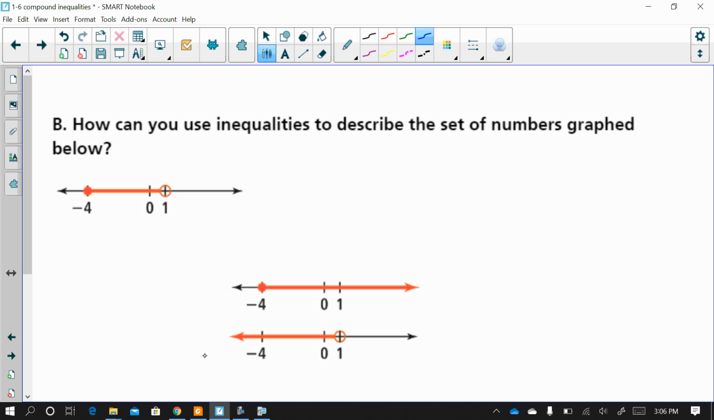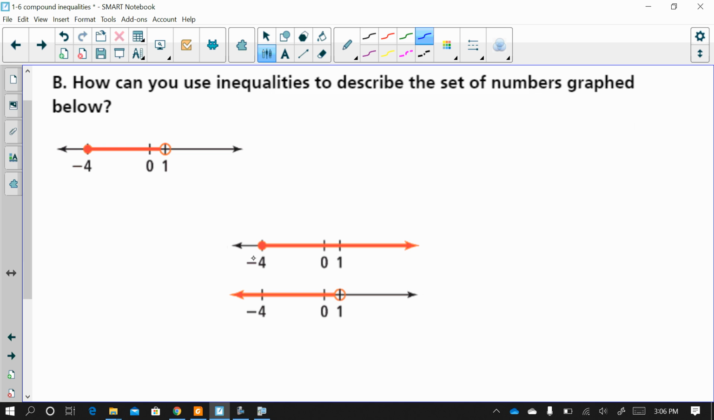So let's describe one at a time. I see a -4, so I'm going to do an x and a -4. Now looking here, my arrow goes to the right, so I'm greater than, and I'm closed, so it has to be equal to. Down here, I'm going to put the x, and my circle's on the 1, so the 1 goes here. My arrow is going to the left, so I'm less than. It's open, so I do not put the line underneath.